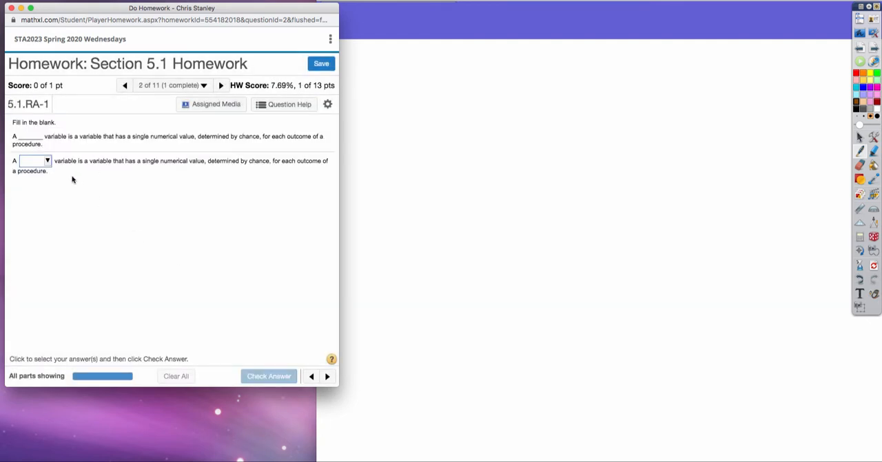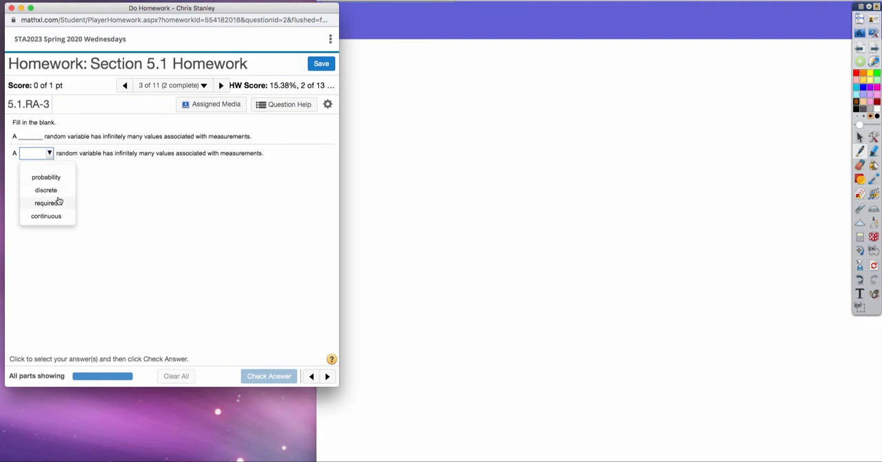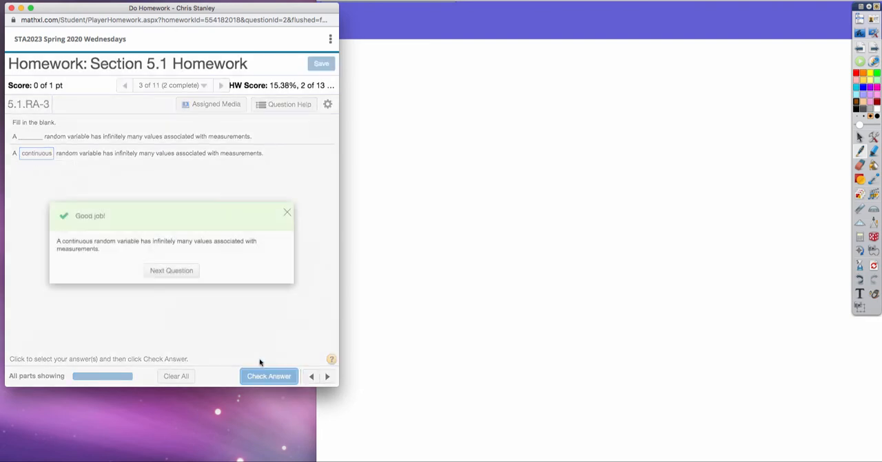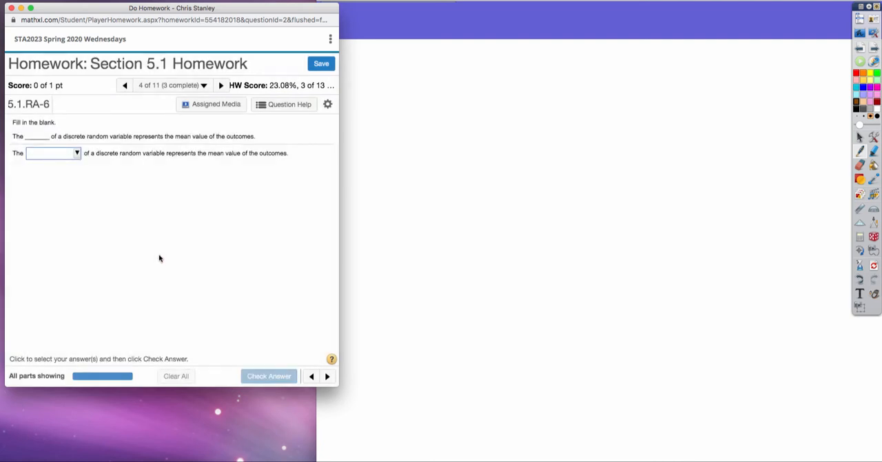Okay, and here's random variable. A random variable has a single numerical value determined by chance. It's basically like data, when data is a number. If it has infinite values, it's continuous. Should be finite. Oh, the expected value is the mean. The expected value is the mean, so you need to know that.